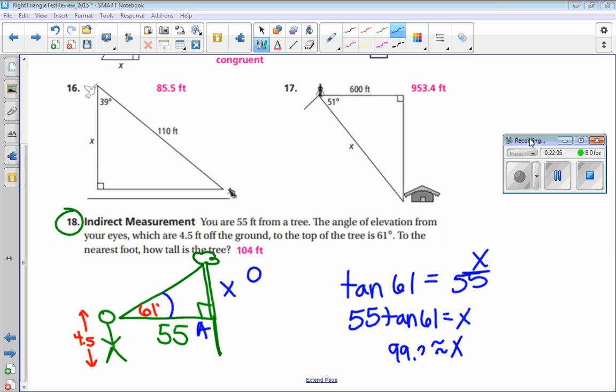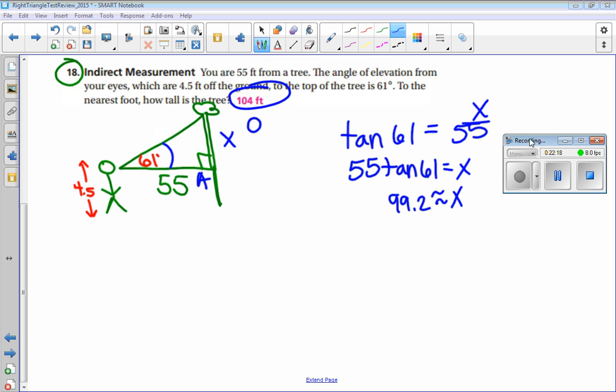Why is that not this answer? Yeah, because that was just from my eyes. So the tree is from my eyes up. That's how tall the tree is. But I have to add the 4.5. So my final answer is 99.2 plus 4.5, and to the nearest foot, which is what it says, that's approximately 104 feet. Okay.